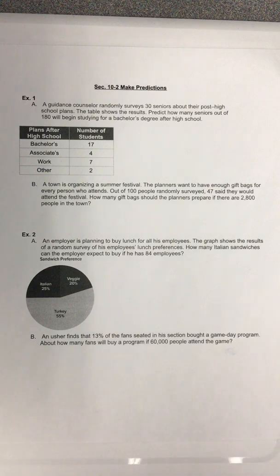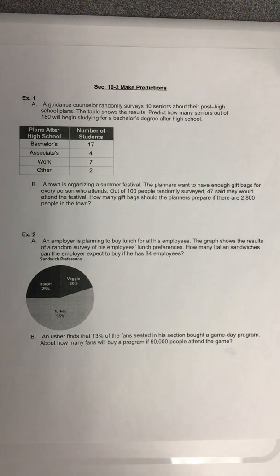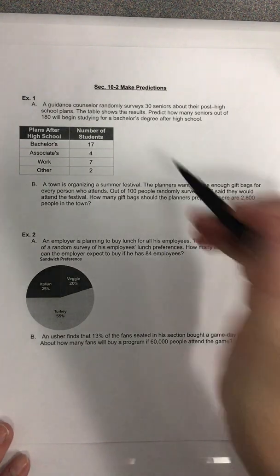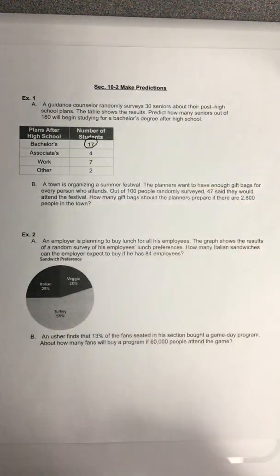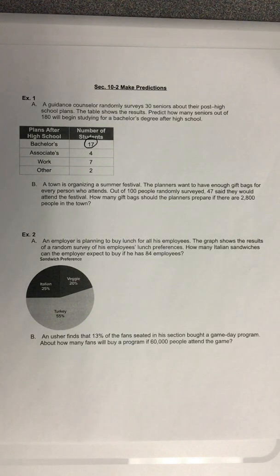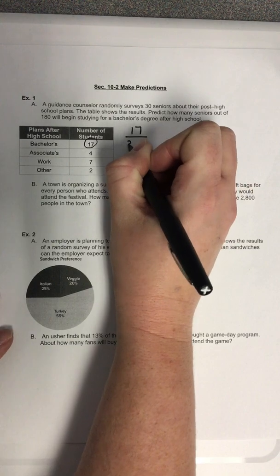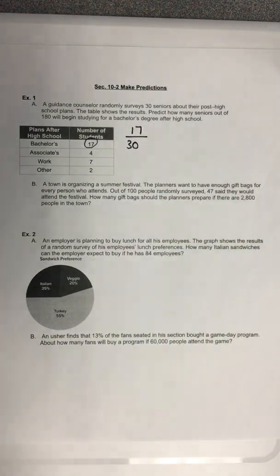So example 1A says a guidance counselor randomly surveys 30 seniors about their post-high school plans. The table shows the results. Predict how many seniors out of 180 will begin studying for a bachelor's degree after high school. So it's actually going to come back to a proportion. So I'm going to look at what I know. So we're talking about studying for a bachelor's degree. So it looks like there were 17 that said they were looking into getting a bachelor's degree after high school. So 17 out of those 30 seniors surveyed were saying they were looking at getting a bachelor's degree.